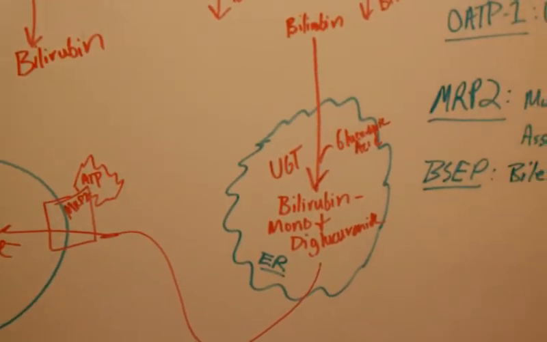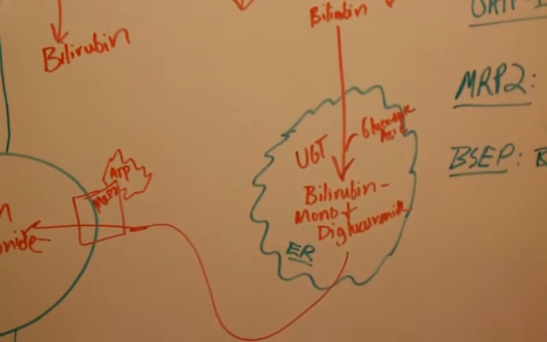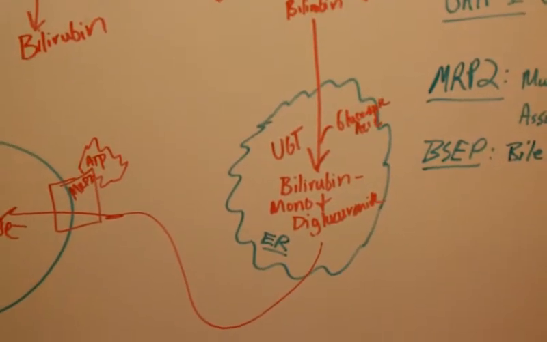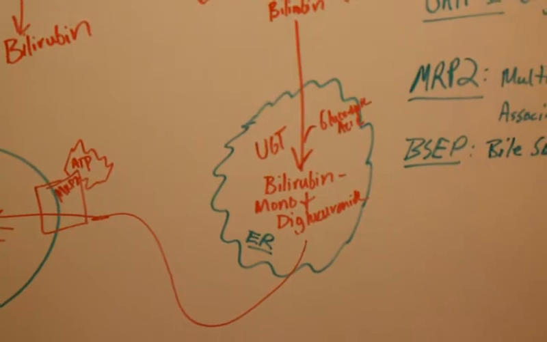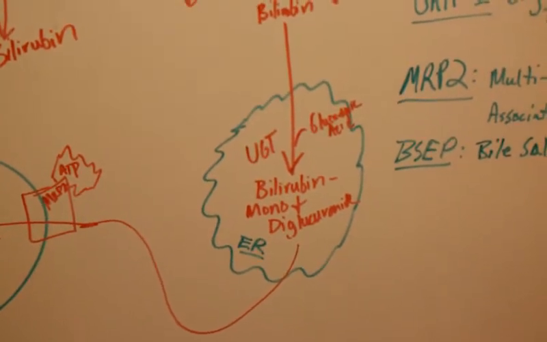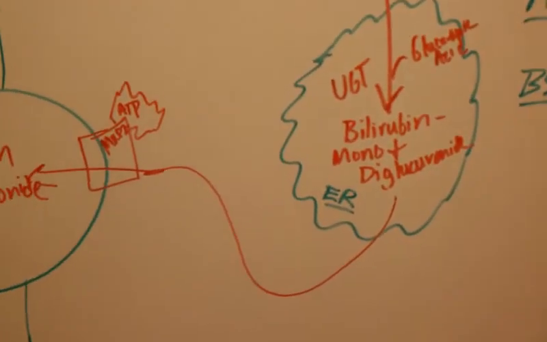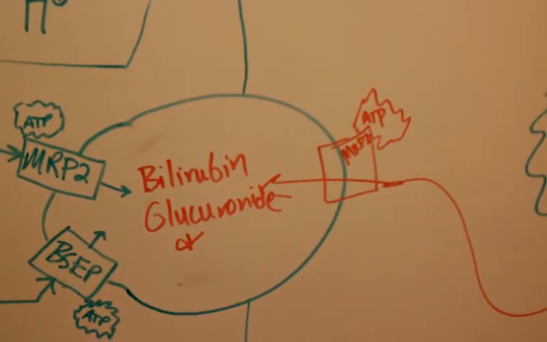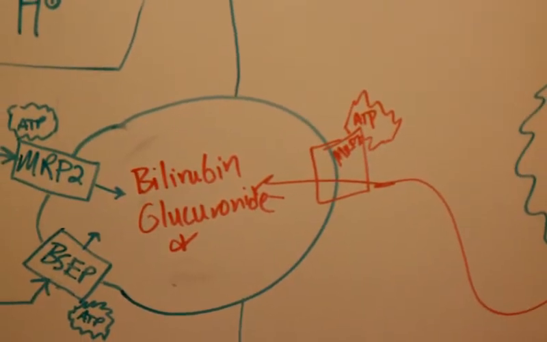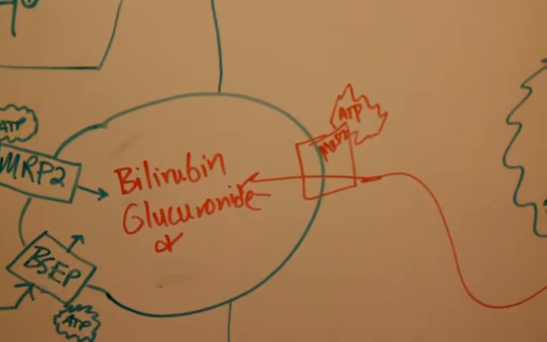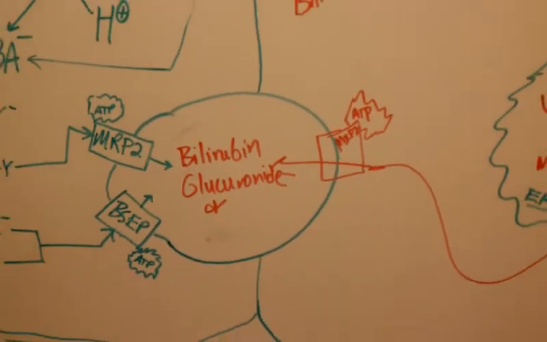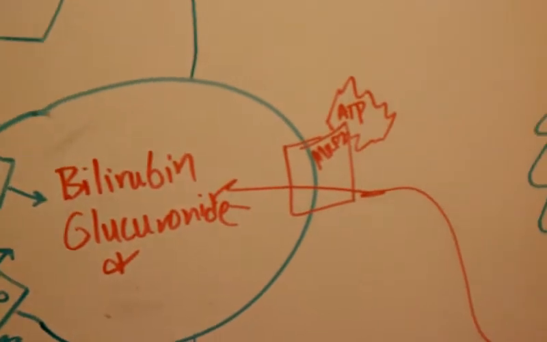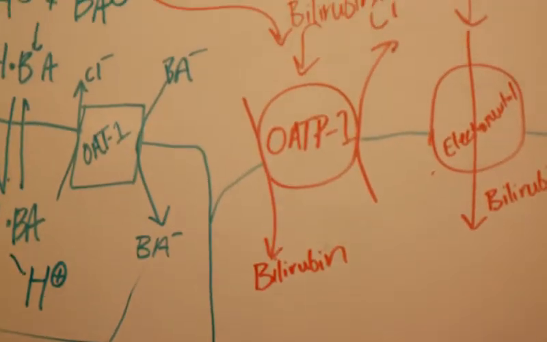UDP glucuronosyltransferase. Right, very good. UDP glucuronosyltransferase, and we're going to stick some glucuronide groups on there. So we're going to have mono- and diglucuronide bilirubin, and then those can be transported out via multidrug resistance-associated protein 2, and now they're in the bile canaliculi. Notice we have one here with bile acids and one here. So, similarities in the pathways.